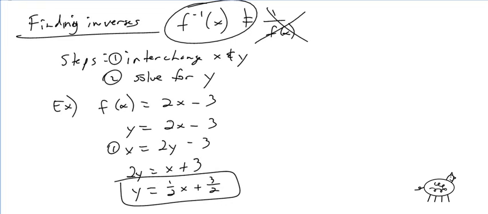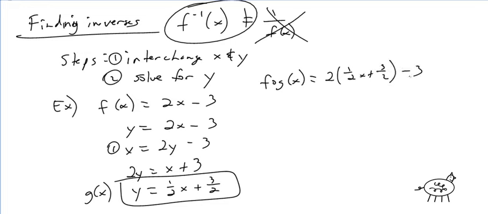Saying this is my f of x, and we can call this g of x if you want. And let's do f of g of x. So if I plug the g of x into the f of x, I get 2 times 1/2 x plus 3/2 minus 3, which is x plus 6/2 or 3 minus 3. Hey, look at that, equals x.